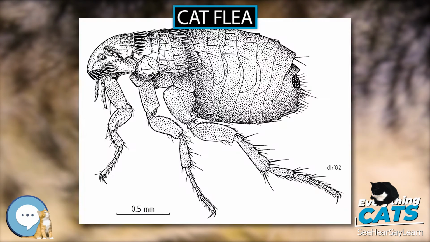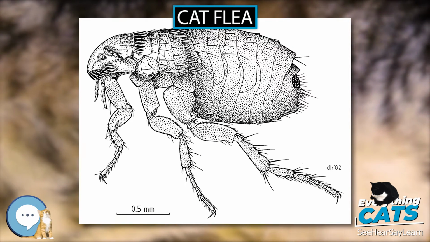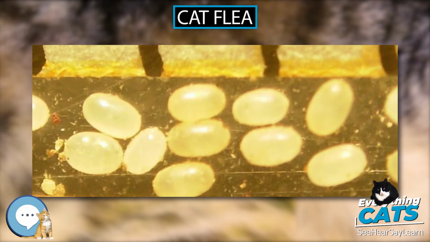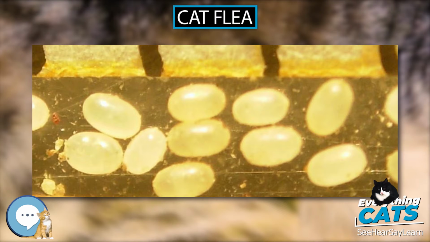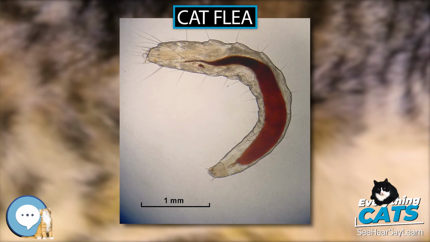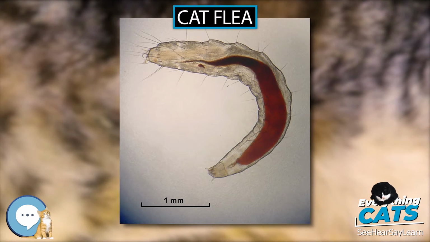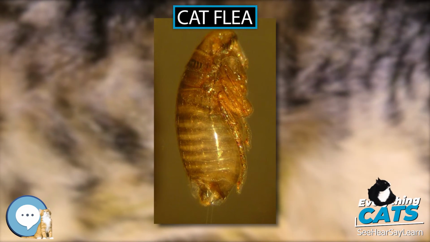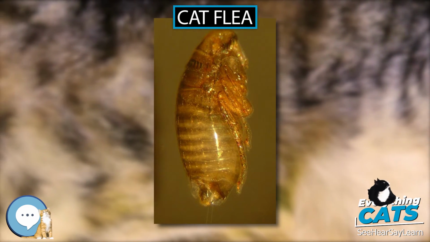Life cycle. Fleas go through 4 life cycle stages of egg, larva, pupa, and imago, adult. Adult fleas must feed on blood before they can become capable of reproduction. Flea populations are distributed with about 50% eggs, 35% larvae, 10% pupae, and 5% adults.